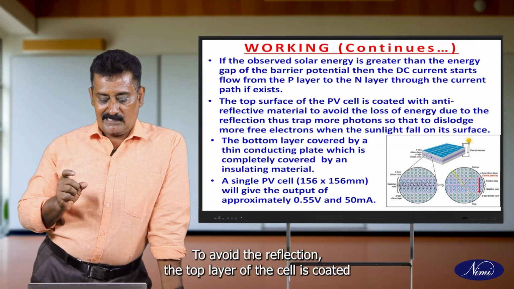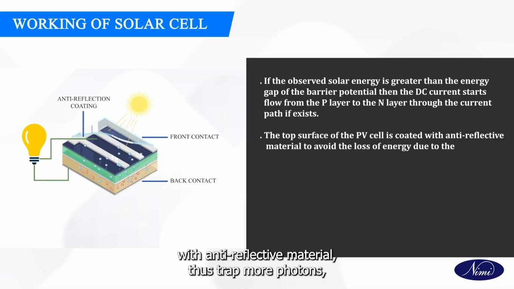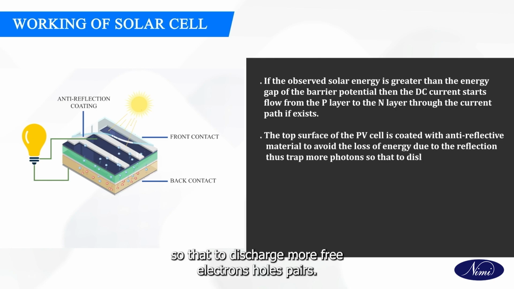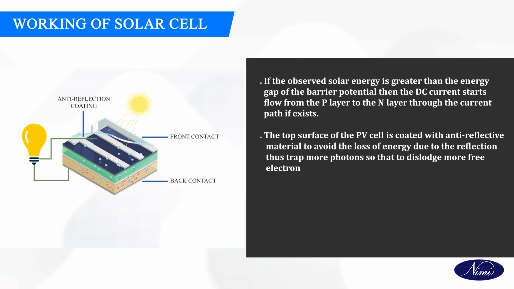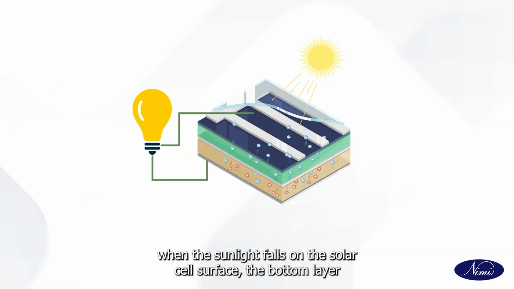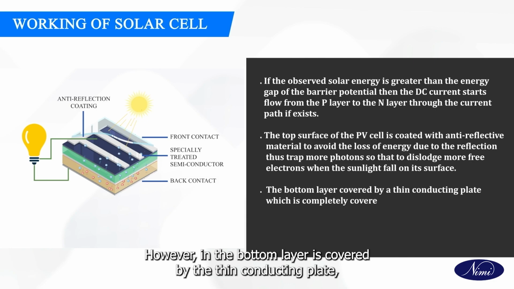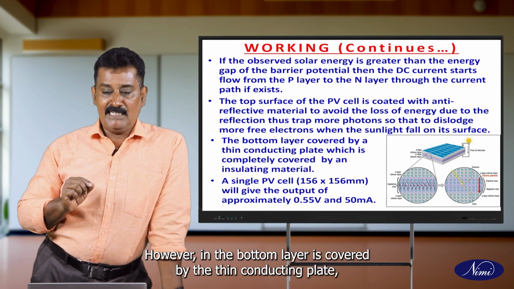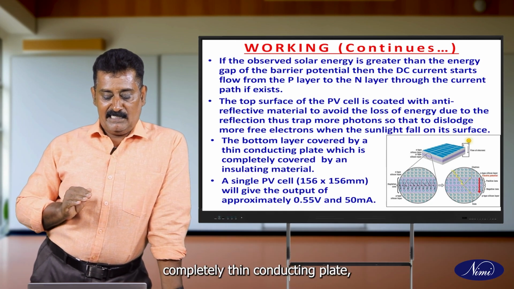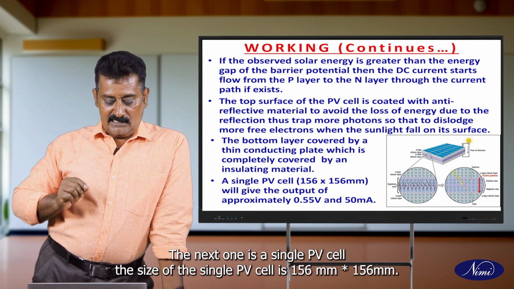To avoid the reflection, the top layer of the PV cell is coated with anti-reflective material, thus trapping more photons so as to release more free electron-hole pairs when the sunlight falls on the solar cell surface. The top layer has a number of current collecting strips or busbars to collect the current. However, the bottom layer is covered by a thin conducting plate, which is completely covered by insulating material.